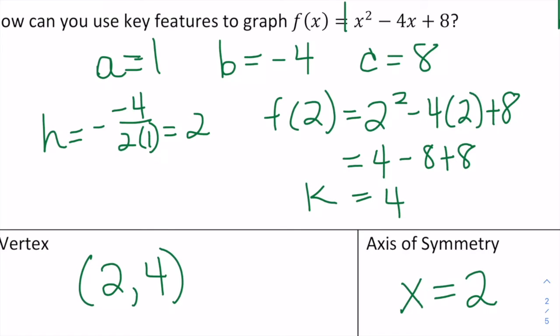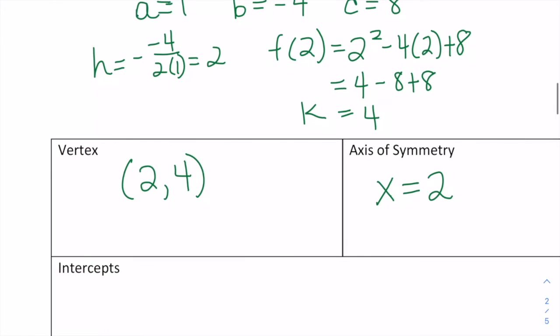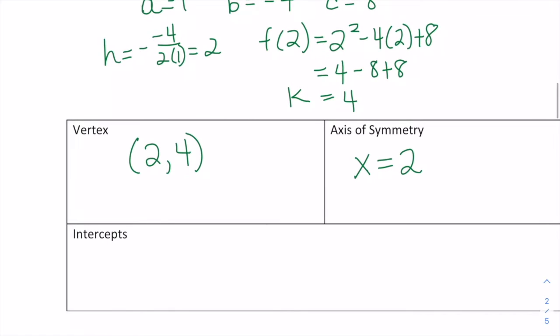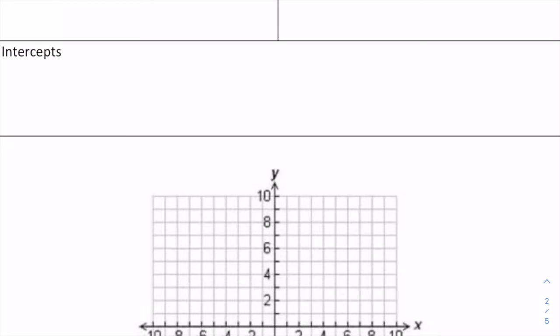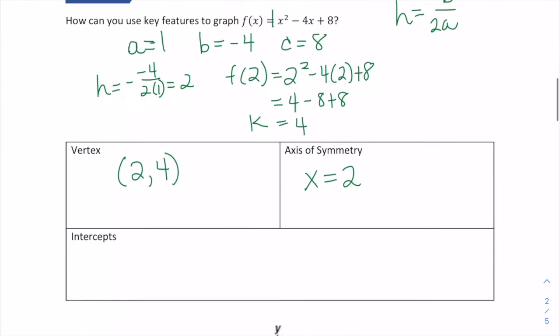And then the last thing I want to figure out is some of these intercepts. So we can tell right away that if the vertex is at (2, 4), it's right here, and it's opening up, it's positive, the a equals 1, then it's not going to have any x-intercepts. So I'll write no x-intercepts, right?